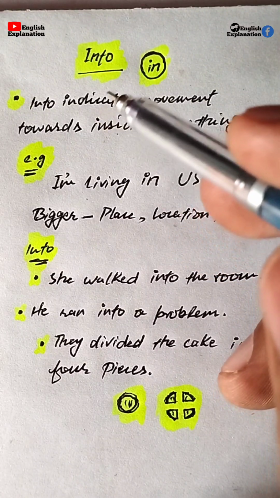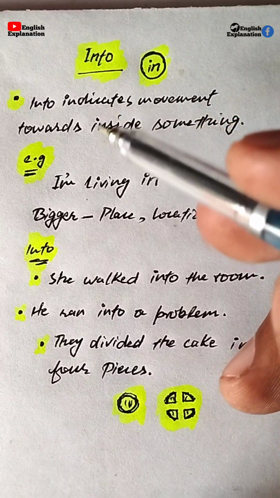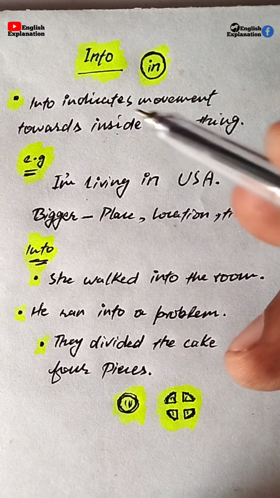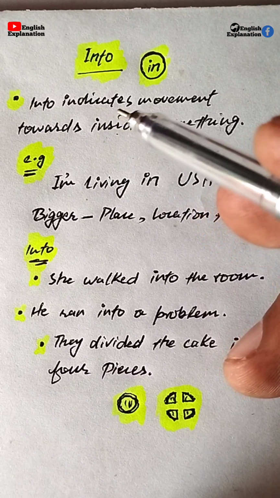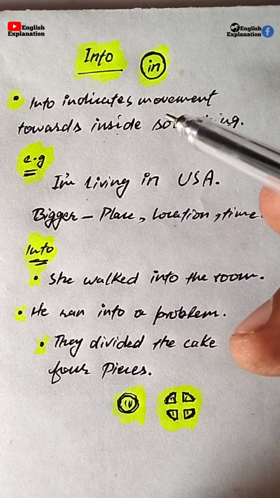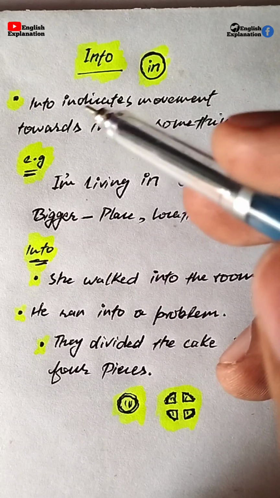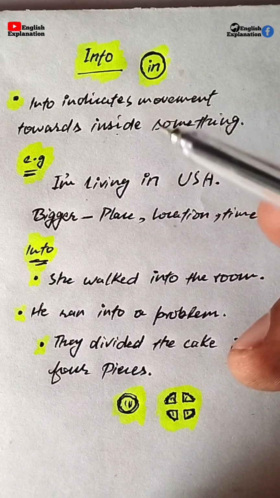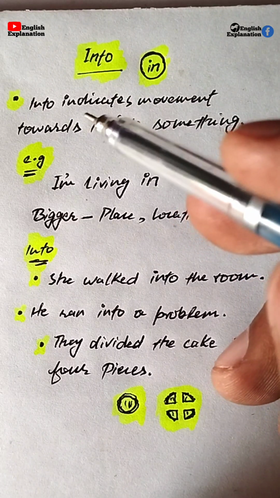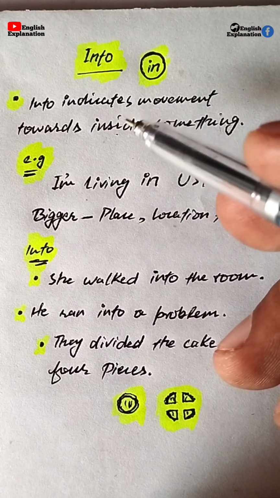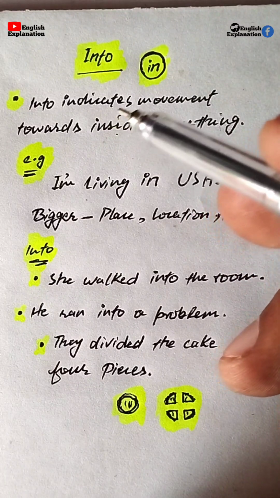Here you can see we use into for movement towards or inside something. One thing will go inside the other thing. It's indicating movement from one place to another place. So one thing is going from one place to another place. That's why we use preposition into.